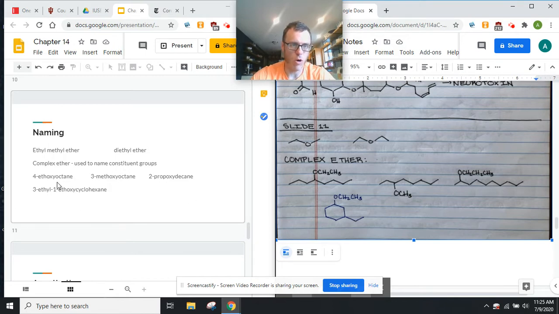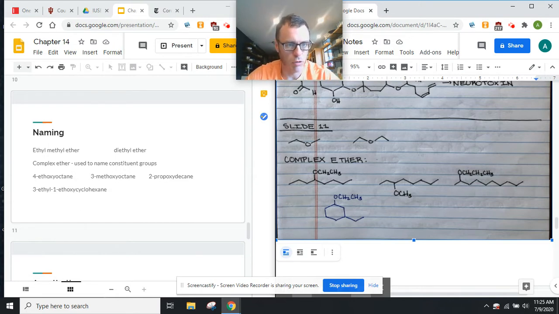So here, 4-ethoxyoctane. This is octane, our long chain, and on carbon number 4 we have what you would call an ethoxy group, because there are 2 carbons and then your ether group. So ethoxy. 3-methoxyoctane: 1, 2, 3, methoxy. This is decane, so that's kind of long. So 2-propoxydecane. We start counting carbons closest to where that ether group is.